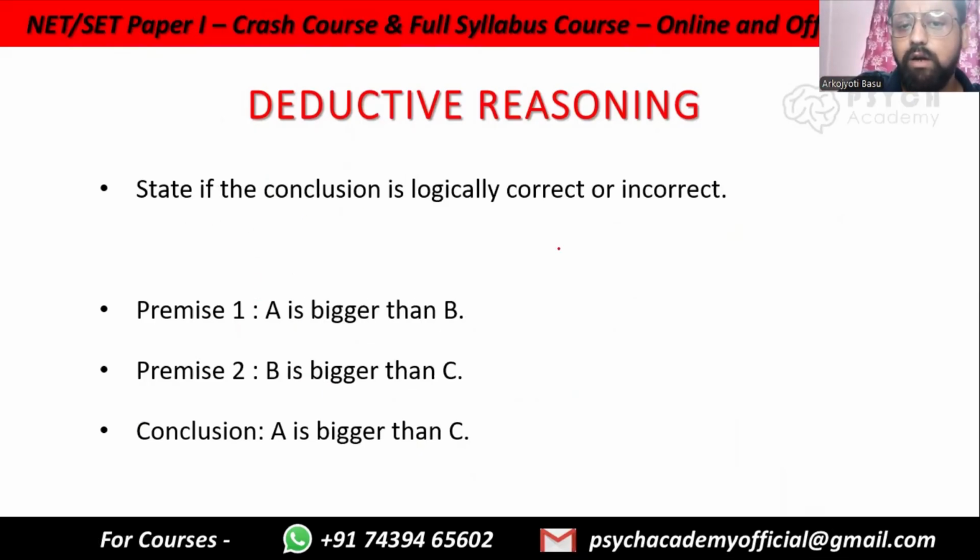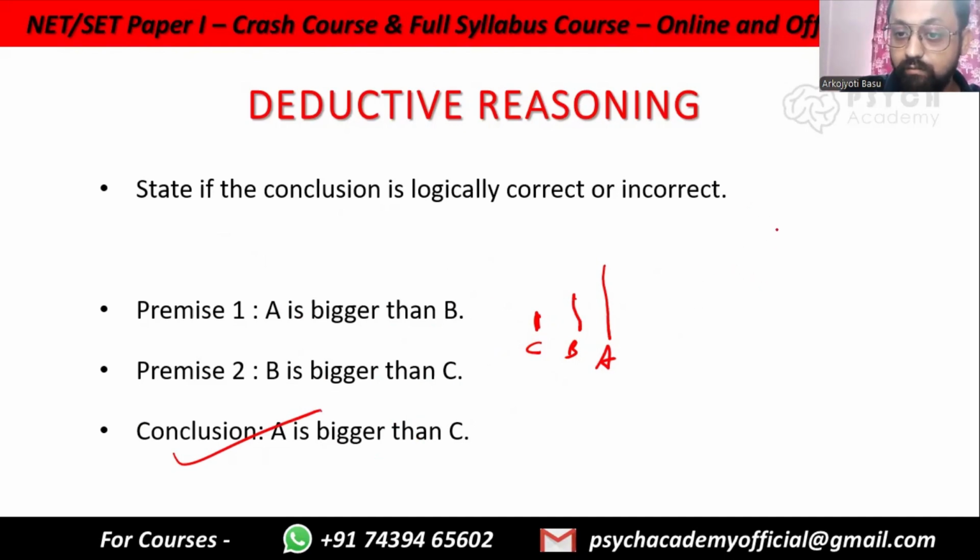State if the conclusion is logically correct or incorrect. A is bigger than B. B is bigger than C. A is bigger than C. Yeah, this makes sense. We can even draw it out. A is bigger than B, so if this is B, we can say this is A. B is bigger than C, so if B is this, we can say C is this. Then we can easily see A is bigger than C. This is coming out to be correct. We can draw a Venn diagram like this.